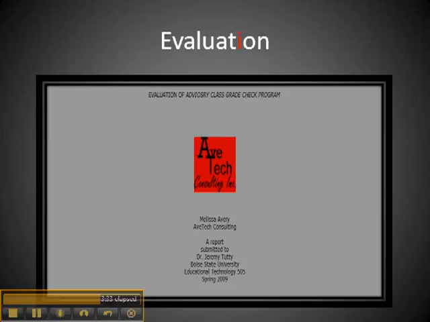Finally, through the evaluation standard, I demonstrate that I have the adequacies of instruction to apply principles of problem analysis, criterion reference measurement, formative and summative evaluation, and long-range planning. Through the creation of AbeTech, a consulting company, I was able to complete both formative and summative evaluations of my own personal middle school advisory program and the grade check program that we have in place.